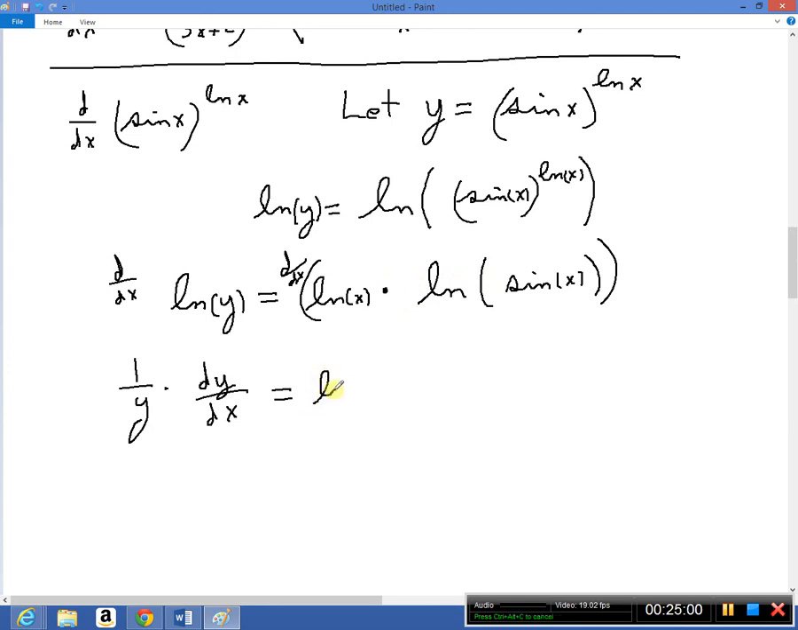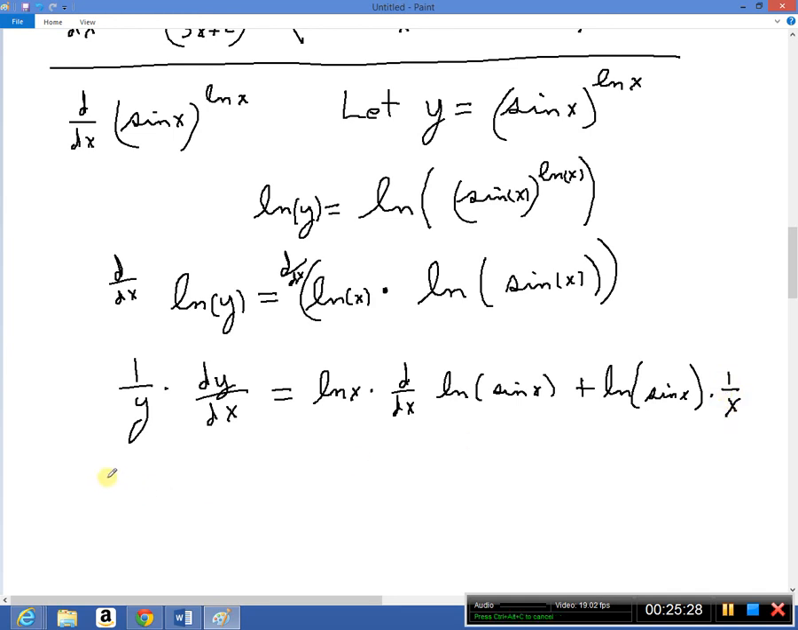So the product rule says the first times the derivative, I'll write it out, the derivative of the second, the derivative of the log of the sine of x, plus the second, the log of the sine of x, times the derivative of the first. Well, I think I can handle that. The derivative of the log of x is just 1 over x.